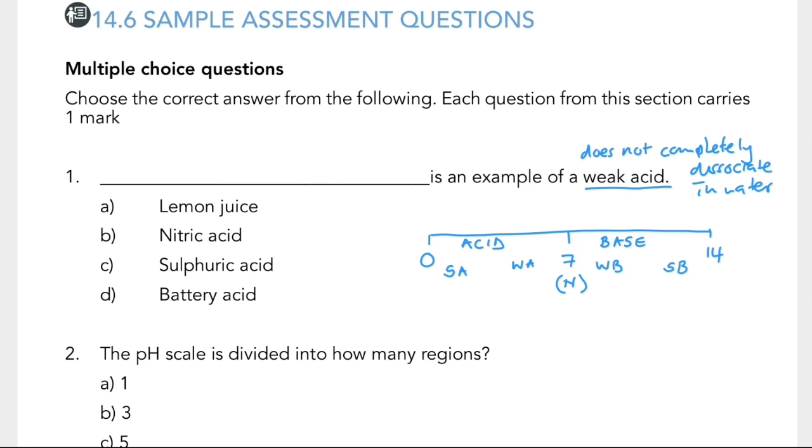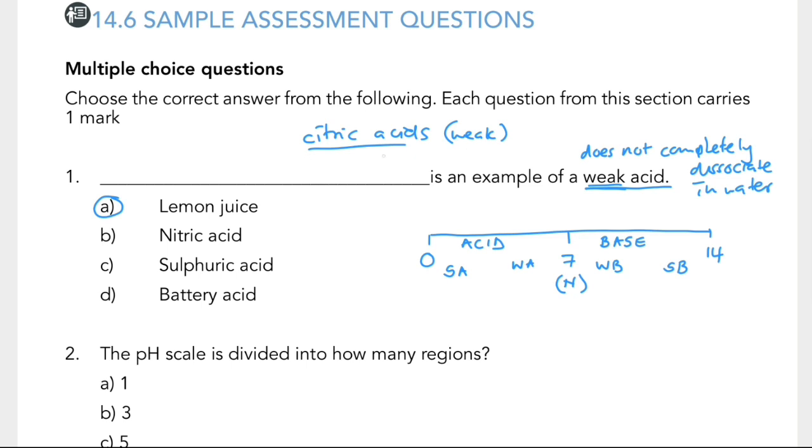Looking at our question, it required us to know which one of the following is a weak acid. Normally weak acids are those acids that are citric. In other words, we have citric acids being the acids that are called weak. In our answers, A, we have lemon juice. So lemon juice is part of citric acids, which are weak acids.